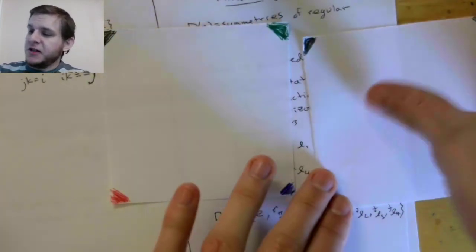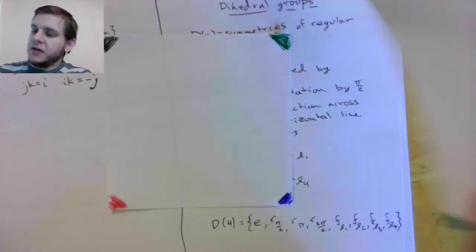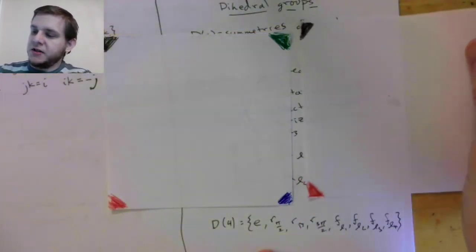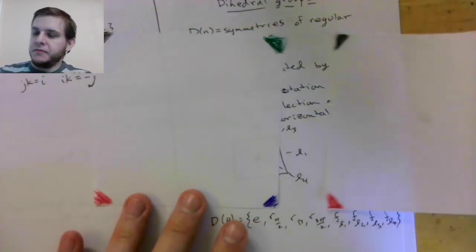And then I have each of the reflections. I have the horizontal reflection we talked about last time. I have each of the diagonal reflections. And then I also have the vertical reflection.